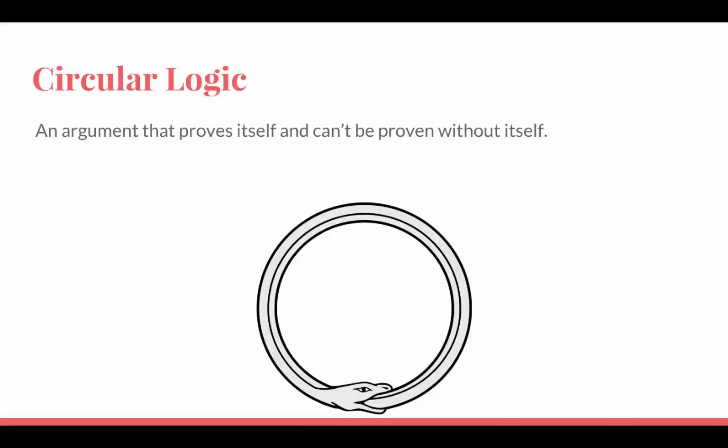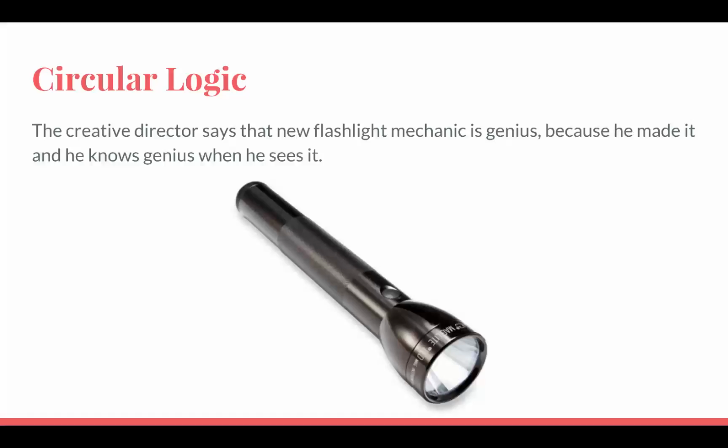Circular logic. This is an argument that proves itself and can't be proven without itself. Even that statement is circular logic and doesn't make much sense. But again, this happens an awful lot. So let's look at an example. The creative director says the new flashlight mechanic is genius because he made it and he knows genius when he sees it. Okay. So there's no real foundation to this data point.